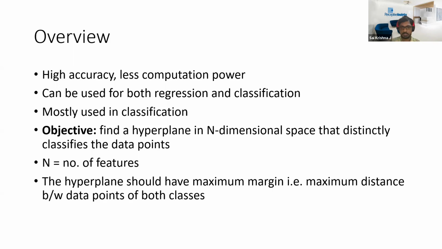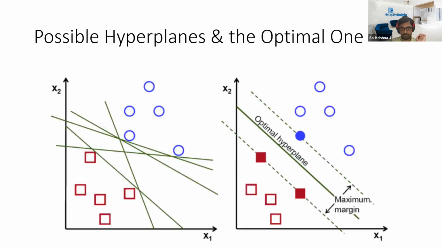Now the concept here is that the hyperplane should have maximum margin. When I say margin, I'm talking about the distance between the data points of both classes. Let me go into a bit more detail about what this means. Imagine there are two sets of data points, one called x1 and the other called x2. These are the variables in your data, and there are two classes of your target variable. Let us say one class is of the circle type and the other is of the square type.